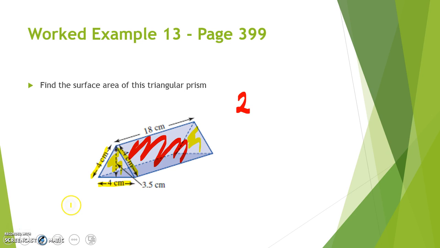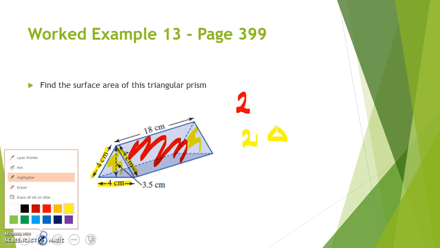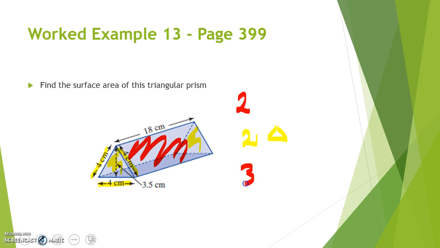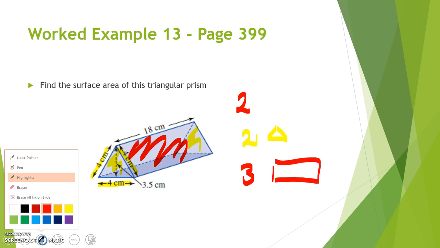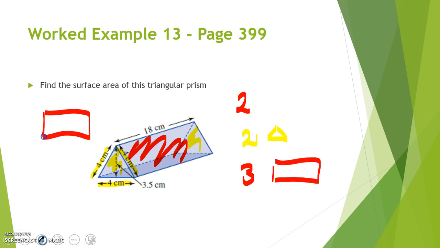Let's check that to correspond. 2 triangles plus 3 rectangles. If we were to draw a net of that, it would look something like this. If we unwrap those rectangles around the outside, they fit together like this.